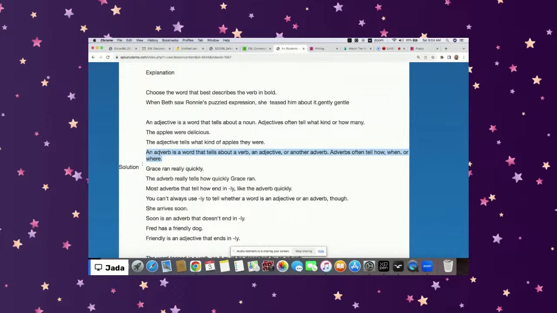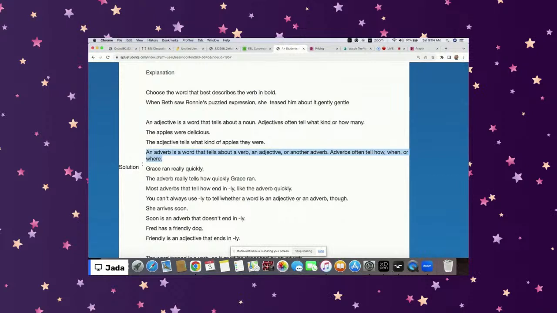So if an adverb is telling you how something happens, it ends with ly. Most times if you see the ly, you know that that is an adverb, like quickly, sadly, happily, annually, extremely, rarely, carefully. All these are adverbs that tell you how something is. But you can't use ly to tell whether a word is an adjective or an adverb. You cannot use the ly at the end to determine that.